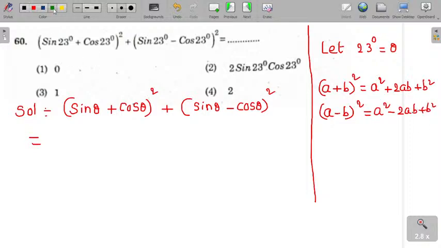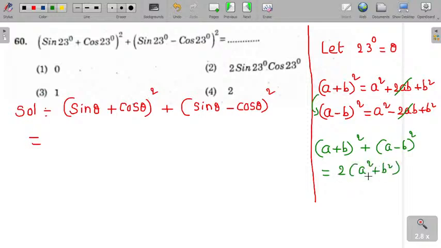So if you add these two, then what do we get? That means (a + b) whole square + (a - b) whole square. We can formulate it by adding these two. What do you get now here? 2ab cancels. 2a square + 2b square. 2 common. a square + b square. So my dear students, this is a, this is b. So we get 2 times (sin square theta + cos square theta). Sin square theta + cos square theta is one of the important identities whose value is 1. So this will be 2 into 1.